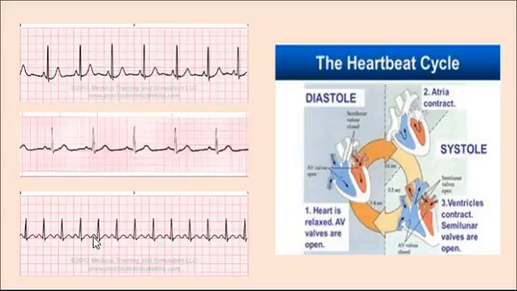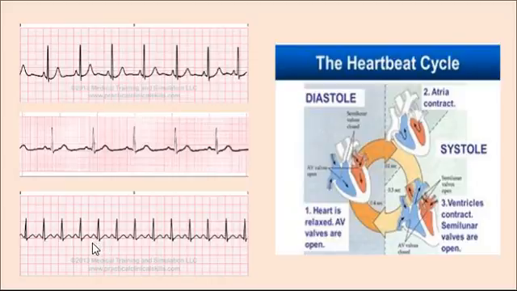PR is telling you how long it is taking that impulse to go from that SA node down to that AV node and causing the stimulus to go through your ventricle. So your PR, is there any delay? It should be 0.12 to 0.20 seconds, and yes, you do need to know this.